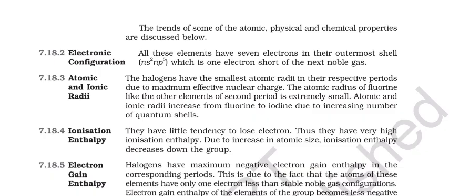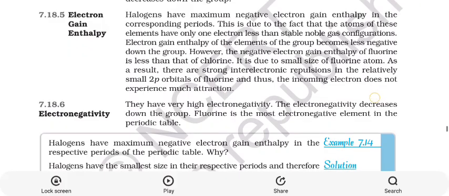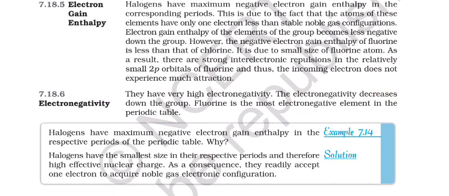Ionization enthalpy: they have little tendency to lose electrons, thus they have high ionization enthalpy. Due to increase in atomic size, ionization enthalpy decreases down the group. Electron gain enthalpy: halogens have maximum negative electron gain enthalpy in the corresponding period. This is due to the fact that the atoms of these elements have only one electron less than the stable noble gas configuration. Electron gain enthalpy of the elements of a group becomes less negative down the group.